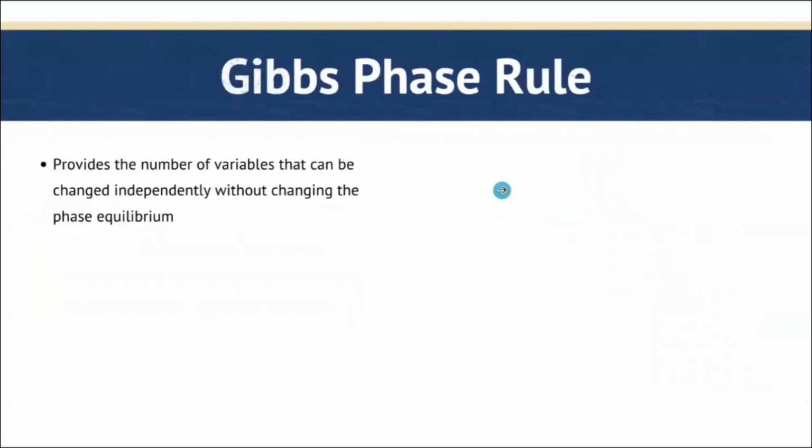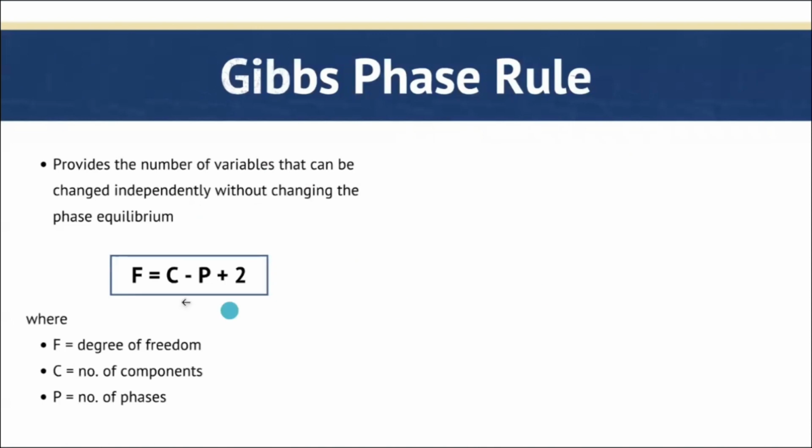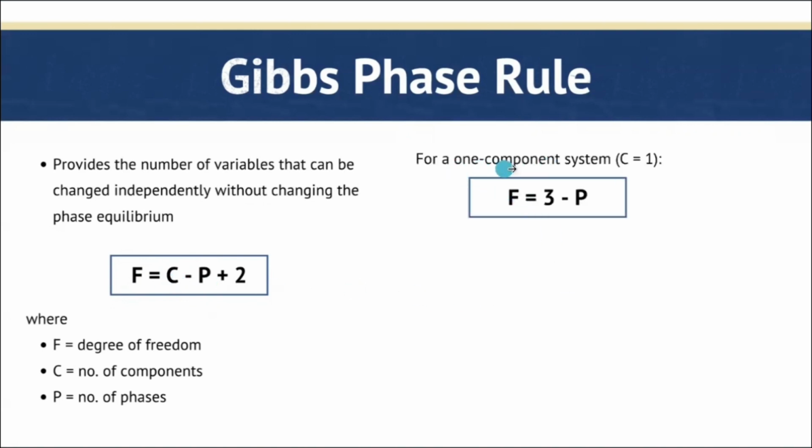Then, moving on, doon na tayo sa Gibbs Phase Rule natin, which yung nagpro-provide ng number ng variables na pwede natin baguhin independently without changing the phase equilibrium. So, ito yung equation niya. F is equal to C minus P plus 2, wherein yung F natin yung degrees of freedom natin. C yung number ng components. P yung number ng phases. And for a one-component system, so C is equal to 1, substitute natin yun, 1 plus 2, so 3 minus P, ang degrees of freedom mo.